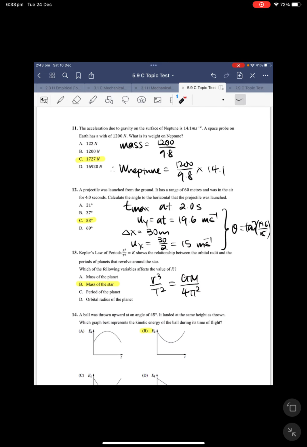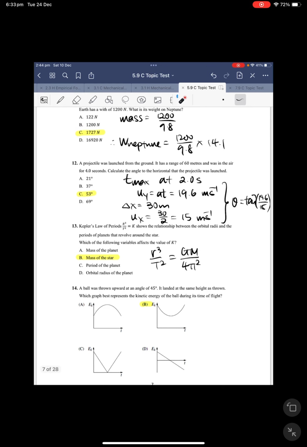Alright, down to some calculation questions here. So, question 11, we're dealing with concepts of mass and weight. All you need to do is figure out the mass of the object on the Earth, and then multiply that by the field strength of Neptune. Pretty straightforward, and you should get the answer C.